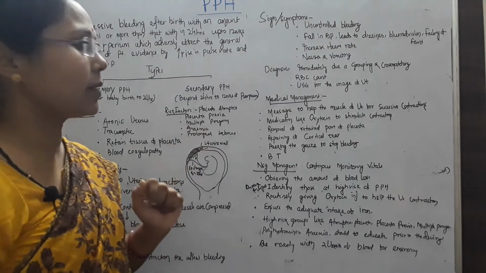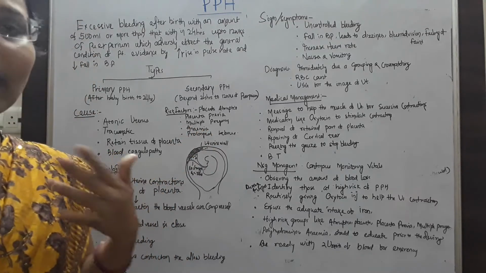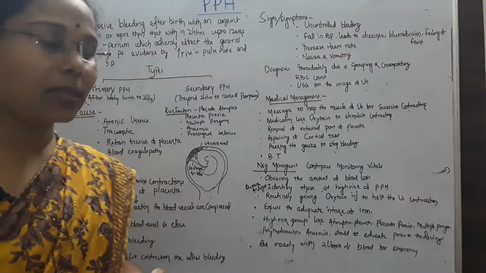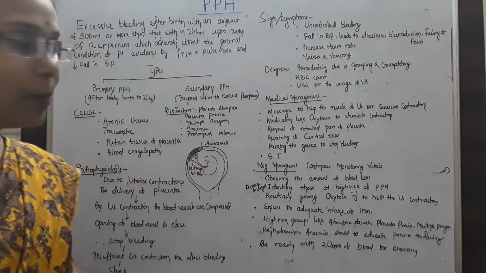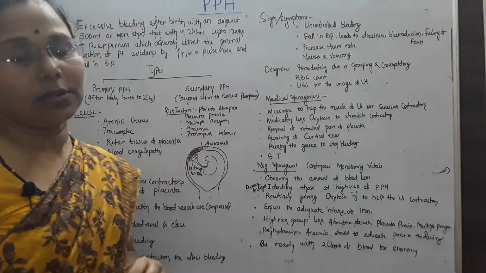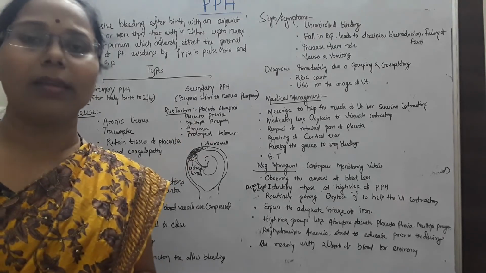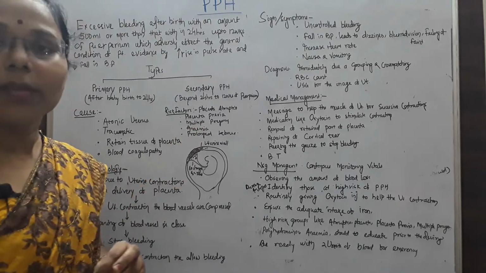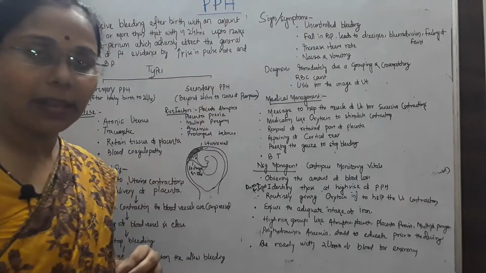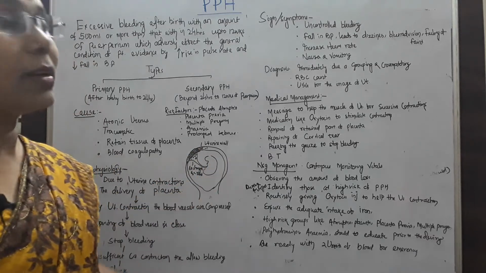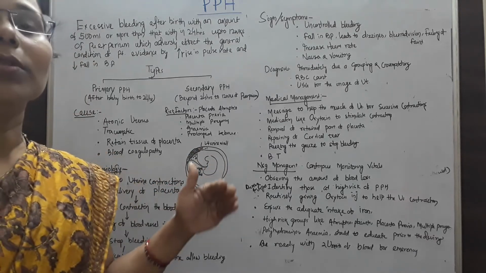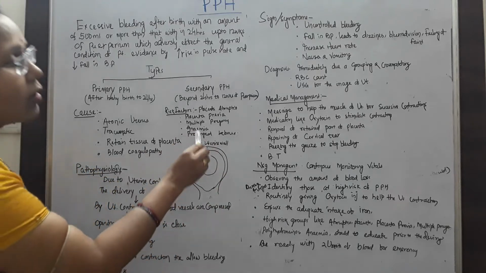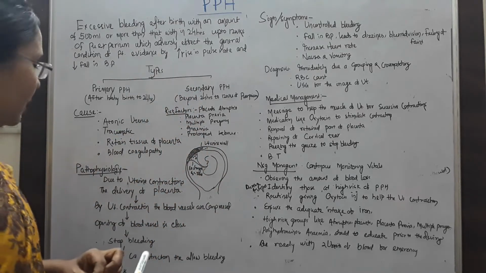Multiple pregnancy, that is women having two or three or more babies, and successive pregnancies, is one of the reasons for PPH. In an anemic condition, where the hemoglobin is very low, less than 6 to 8, the woman may also face PPH during labor. Prolonged labor, where the process of delivery takes a long time, can also lead to PPH.